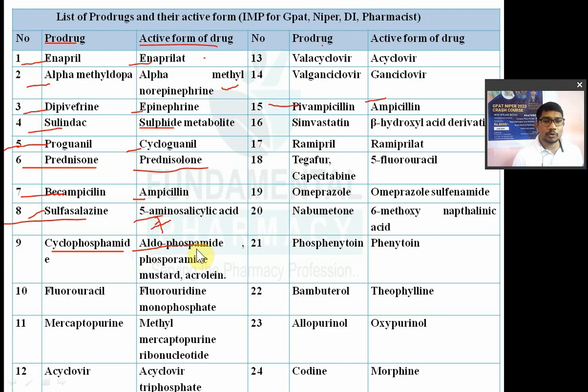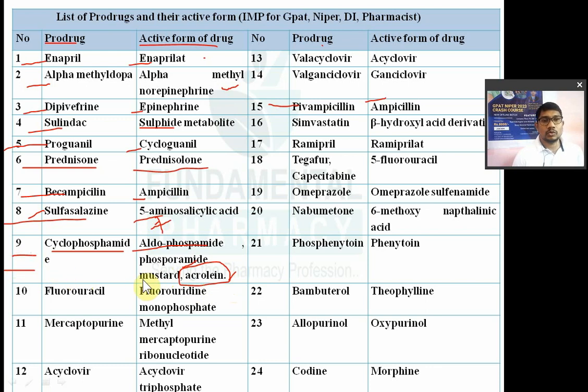So aldophosphamide is the active metabolite of cyclophosphamide. You can say phosphoramide mustard is also an active metabolite of cyclophosphamide. But there is one toxic metabolite generated from cyclophosphamide known as acrolein. Now ये acrolein, ये toxic metabolite क्या करता है? This acrolein causes hemorrhagic cystitis. The major adverse effect of cyclophosphamide, which is a prodrug of aldophosphamide and phosphoramide mustard, is hemorrhagic cystitis.